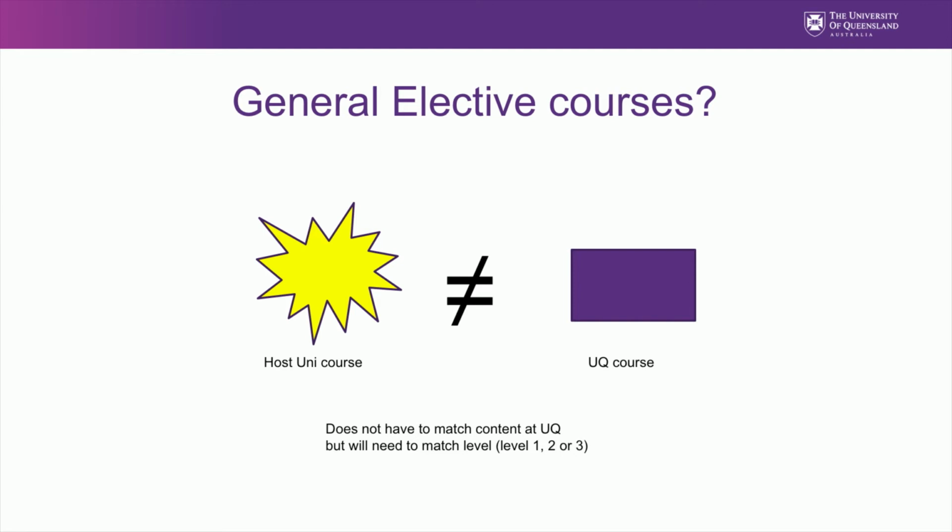If you have room for general electives at UQ, you should be able to choose from a huge range of courses at the host university that don't need to match anything that UQ teaches. You can really explore all of those academic topics that UQ doesn't have any courses dedicated to, but you will need to keep teaching levels in mind. We strongly recommend that you save any general electives for your time overseas.